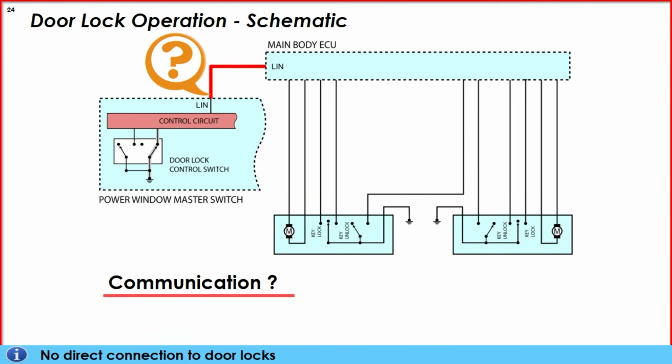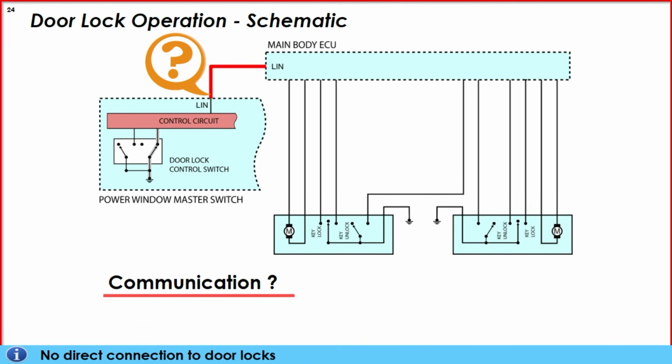So the technician decided to also use a schematic to learn how the door locks were supposed to work. Now there was no direct connection from the master switch to the door locks. Instead, the window switch used the LIN communication bus to request door lock activation from the main body ECU, similar to how that switch communicated with the BCM or the DCM in some previous examples. Only here the switch is in the module itself, or the module is the switch itself.